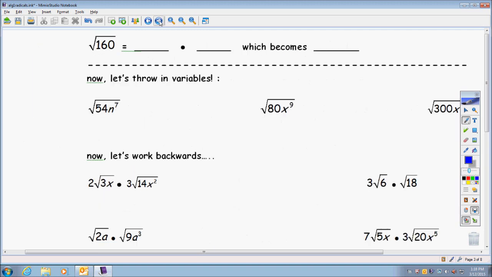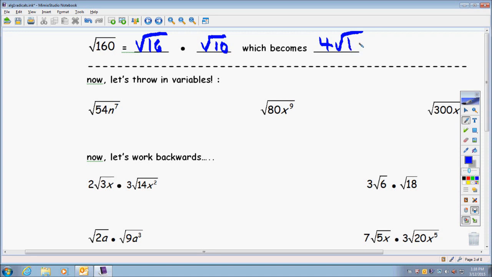Okay, moving on. We'll take 160. 160 is going to be 16 and 10. And you'll have a perfect square chart, which I'll give you in class to help you with this. And it's also going to be on the board the whole time. So 16 radical 10, which is going to become 4. The square root of 16 is 4. 4 radical 10.